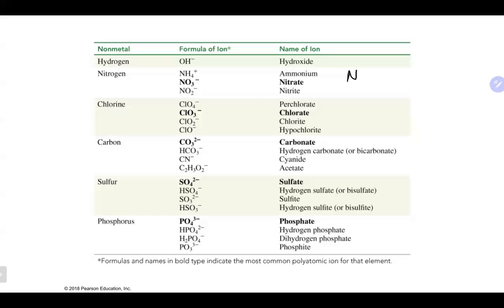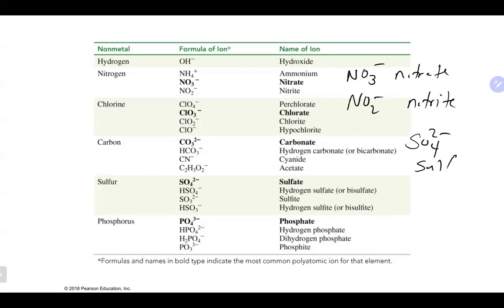Most of the time, there are guys that are related to each other. So NO3 minus, which is nitrate, NO2 minus, which is nitrite, SO4 2 minus, which is sulfate, SO3 2 minus, which is sulfite. The one with the most oxygens in a group of 2 ends in ate. The one with the least number of oxygens ends in ite. So they're all related to each other.